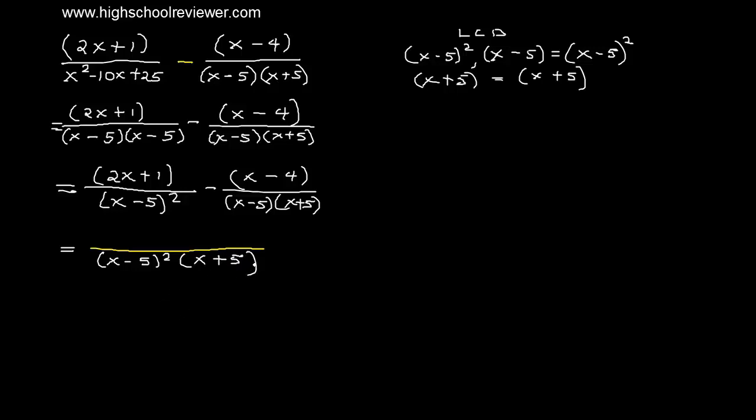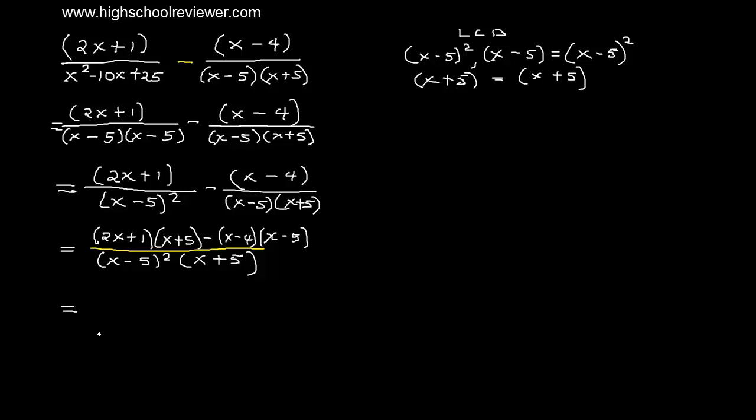And just like in fractions, we are going to divide the LCD by the denominator and multiply by the numerator. Our numerator here will be the quantity of 2x plus 1. And then the quotient, this one divided by this one, will be equal to the quantity of x plus 5, minus our numerator here, the quantity of x minus 4, and multiply this by x minus 5 squared multiplied by x plus 5 divided by the quantity of x minus 5 multiplied by x plus 5. What will be left will be x minus 5.